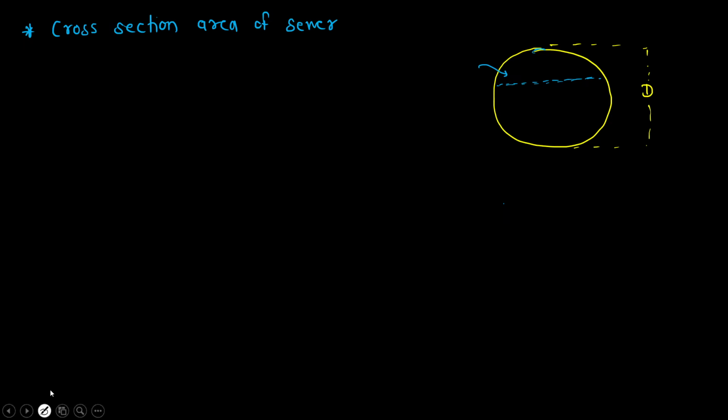Now, starting with the basic introduction of this topic, just write it down. Cross section area of sewer. We generally consider the circular cross sections. So that we will write: circular geometric cross sections are preferred to other geometrics.